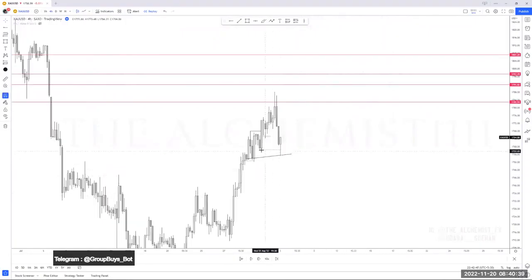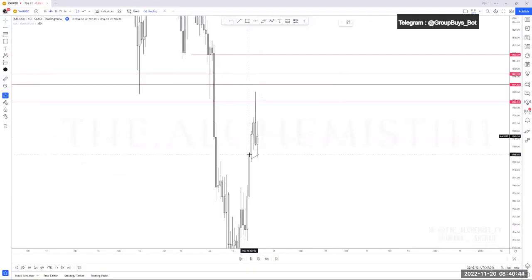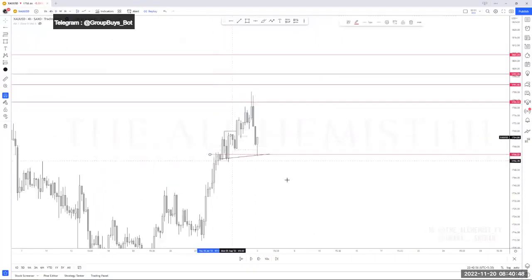Another entry from over here, after liquidity is taken out. I think there was a high time frame point of interest. Yeah, rejection block. I'm sorry, closing prices. Closing prices in line with what? In line with the trend line.